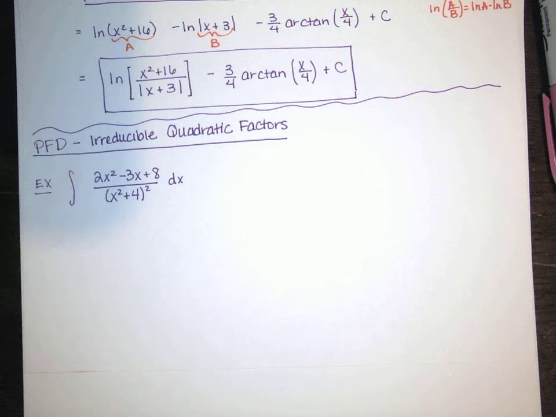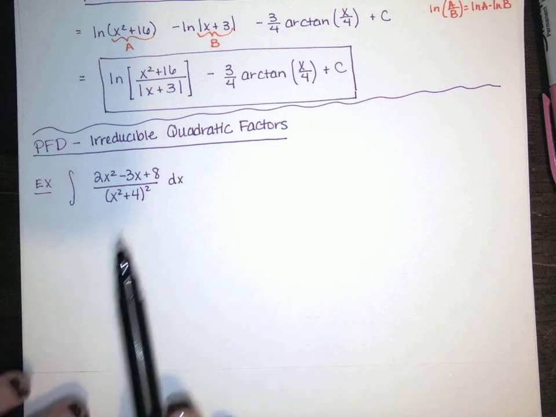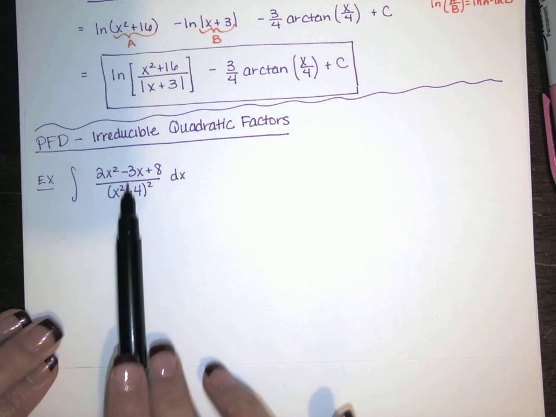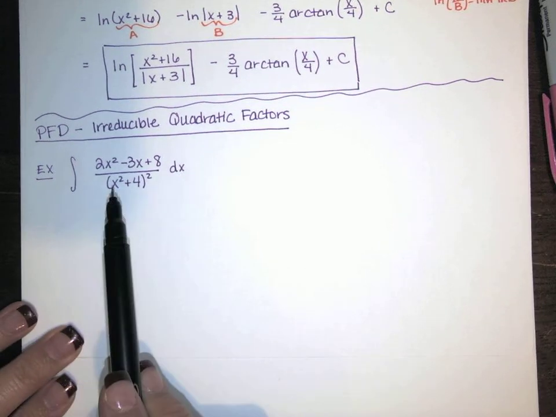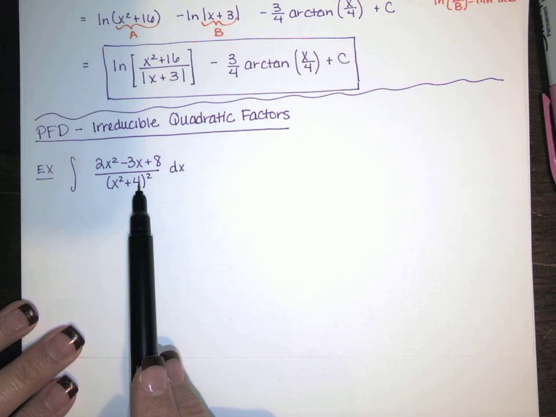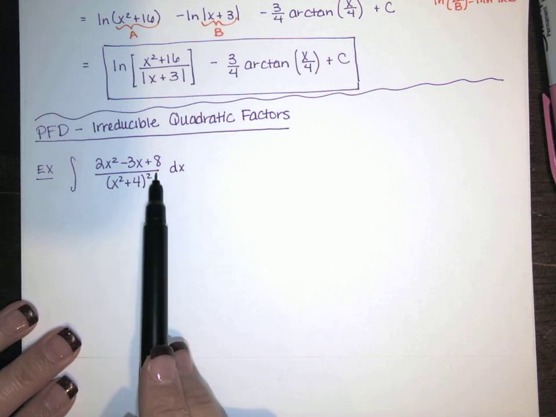In this video, we work a problem using partial fraction decomposition where the denominator has irreducible quadratic factors only. And this is an example that has irreducible quadratic factors only. We know x squared plus 4 is an irreducible quadratic because it's a sum of squares and it's been squared.